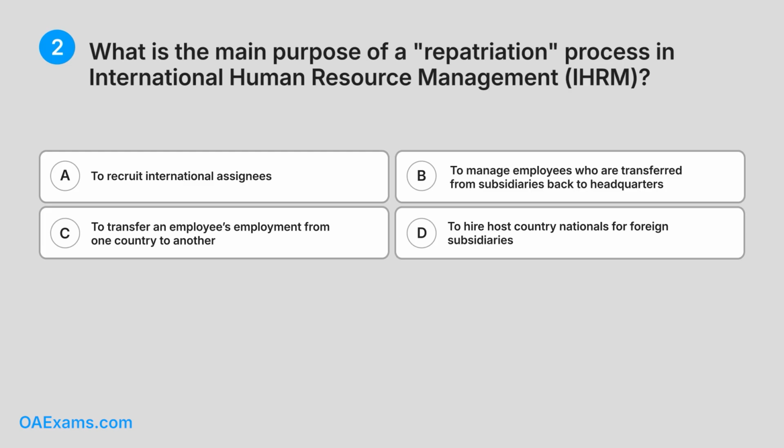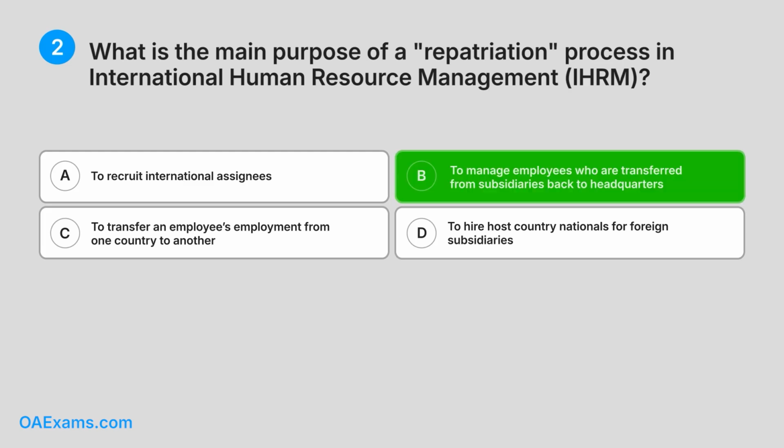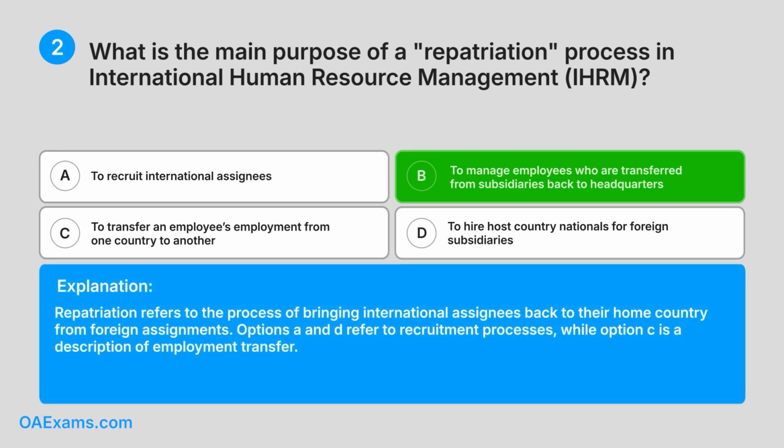Correct answer, B. To manage employees who are transferred from subsidiaries back to headquarters. Explanation. Repatriation refers to the process of bringing international assignees back to their home country from foreign assignments. Options A and D refer to recruitment processes, while option C is a description of employment transfer.